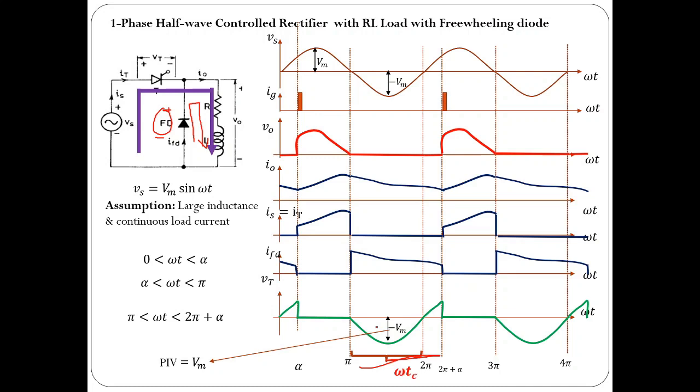Now, what is the advantage here? If you see, the advantage here is this: no negative voltage appears across the load. Load voltage is always positive, so the average value of the load voltage would be increased. That is one of the advantages.